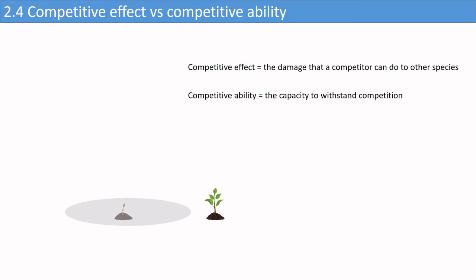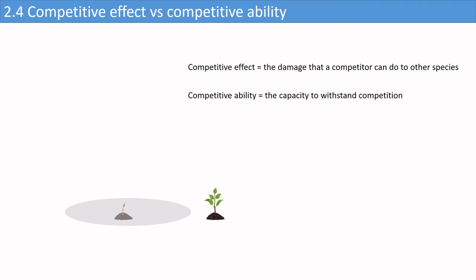So here we have a plant that has very low competitive ability, because when it grows in the shadow, on the left here, it is much smaller than when it grows without shadow. So for now, this is shadow. We don't know who is making the shadow, but we see that when it's competing for light, this species tends to grow very small. So its competitive ability when it comes to light is very low.